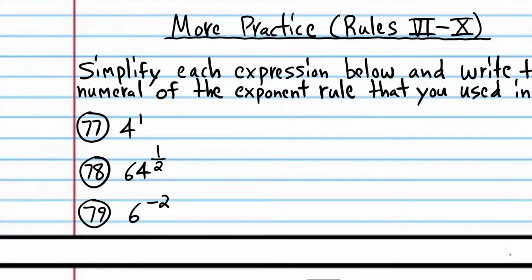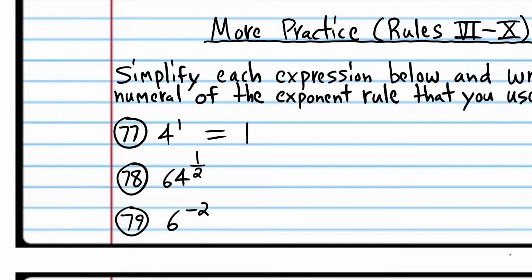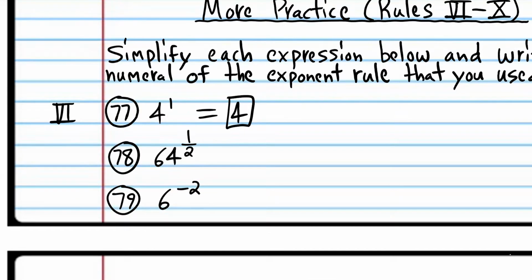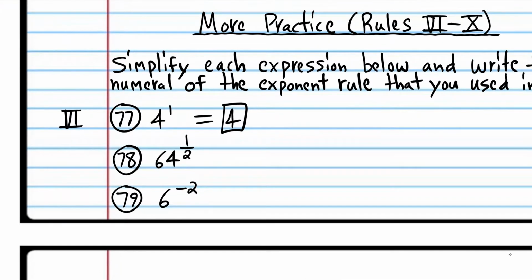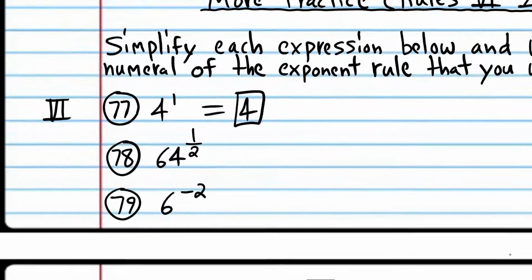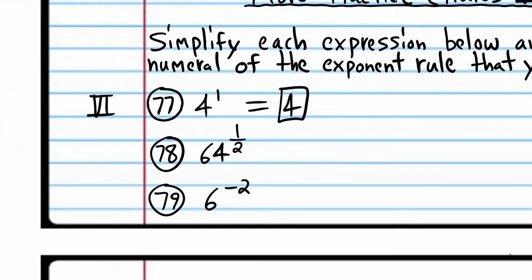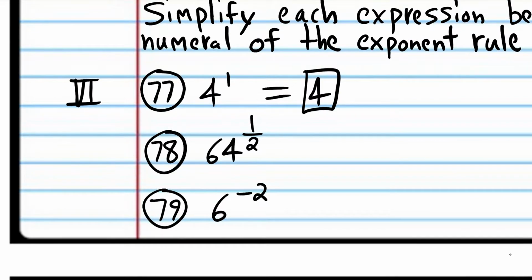All right, we're back. When you raise something to the first power, it doesn't change. It just stays 4. So that is rule number 6. If you got that right, good job. You should have your exponent rules right in front of you. I just want to remind you that you're expected to have those rules right in front of you. So try number 78, and when you come back, we'll do it together.